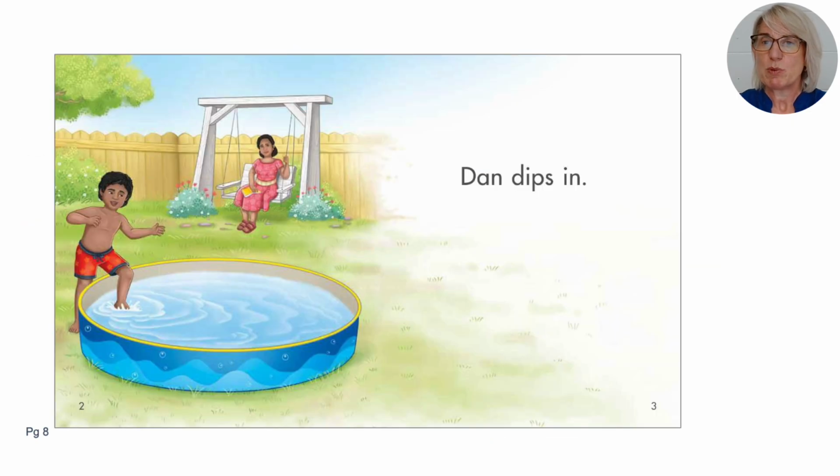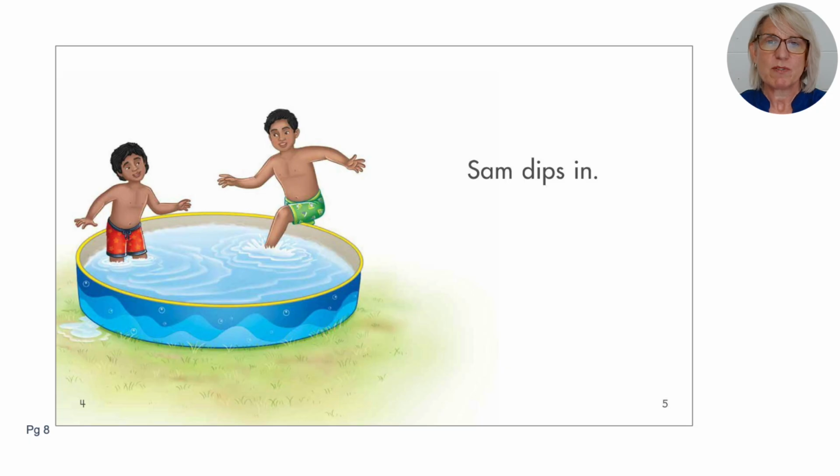On the next page we've got Dan dips in. So all of those particular sounds that they've been taught in the scope and sequence are there. The only complexity here, I would say, is the addition of the S on the end of the word dip, making it a 4-sound word rather than just a 3-sound word. So the reason why that S is there, we'd teach the children, is that dip is an action word, so the S is a verb suffix explaining who is doing the action. So Dan dips in.